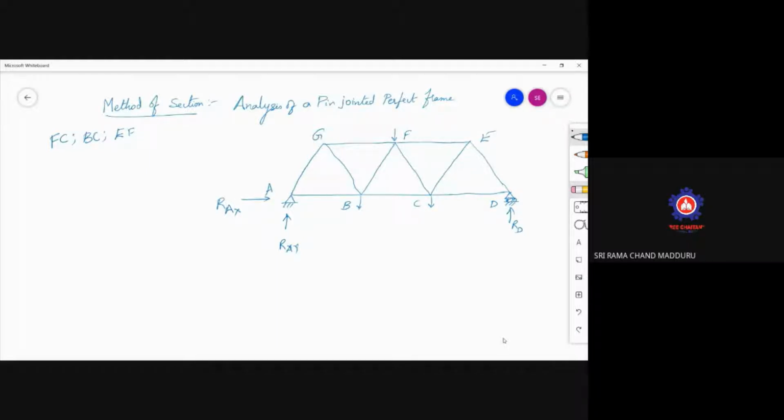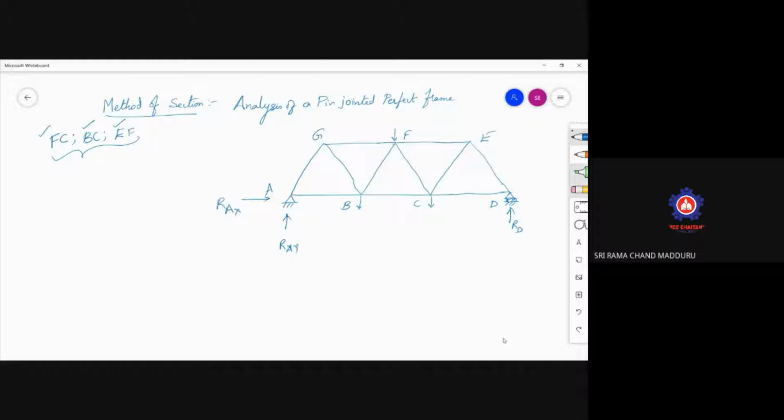Now, in this, you have to first of all go joint by joint, and ultimately in the result, you will get the forces in the members. What I will do is, instead of going for each and every joint, we will cut a section where these three members are meeting. We will cut a section where these three members are meeting.